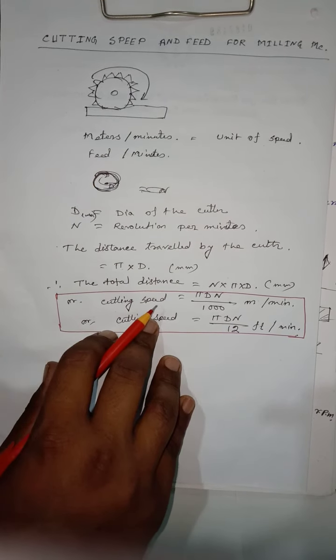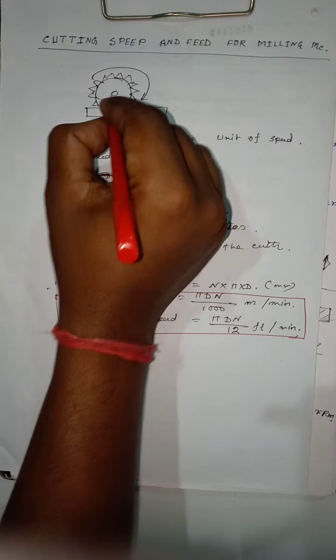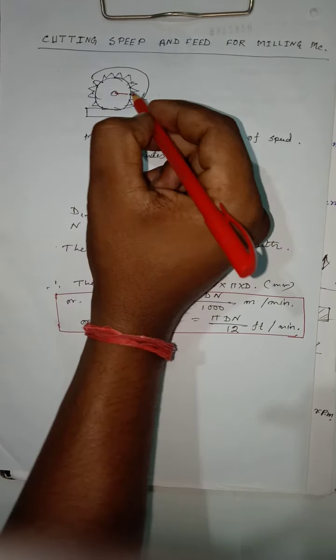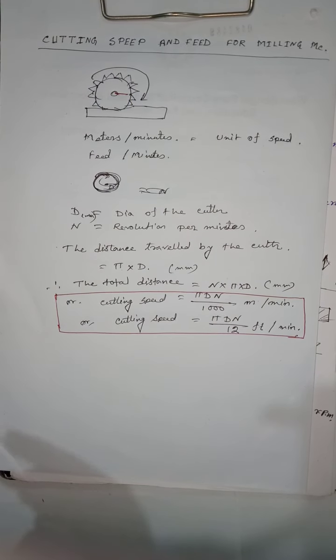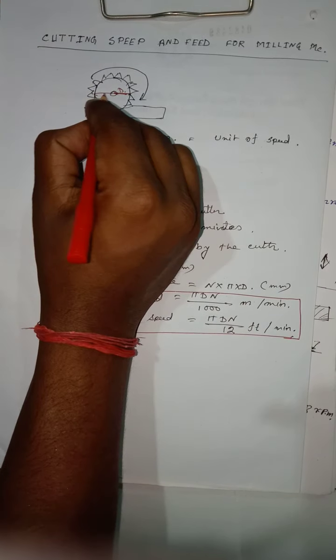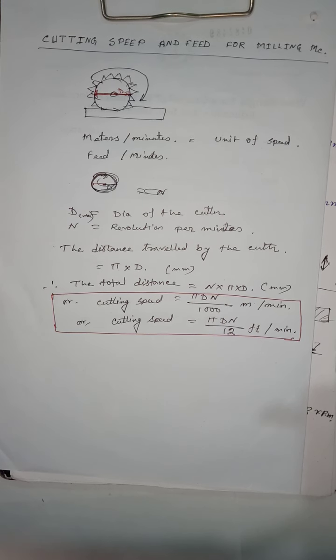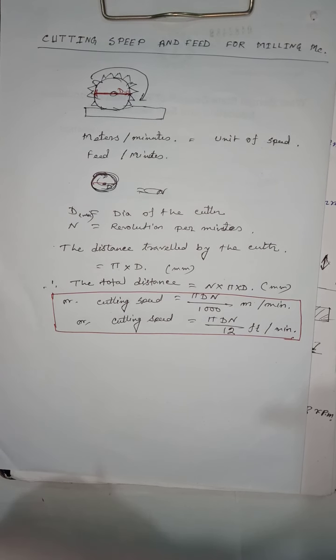Now, we can say that if the diameter of the cutter is increased and the RPM is the same, or the RPM is increased and the diameter is the same, in both cases the cutting speed will increase.